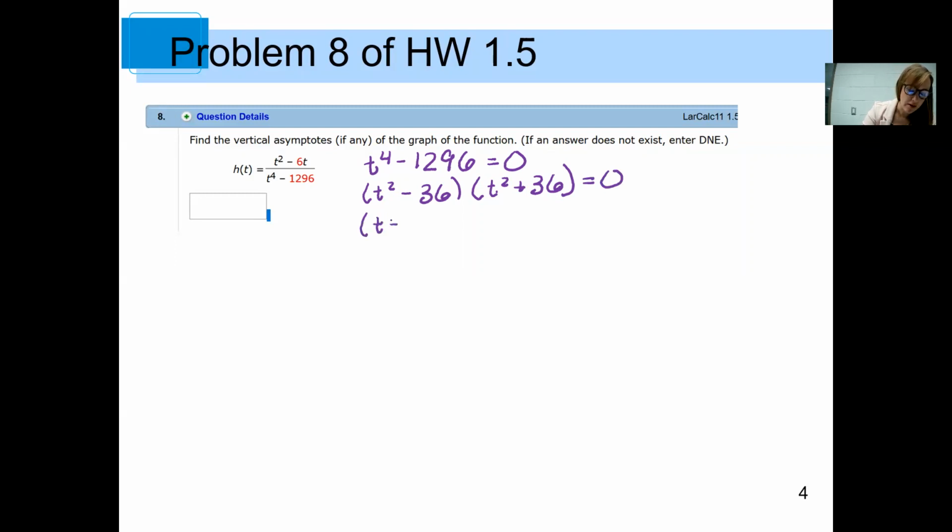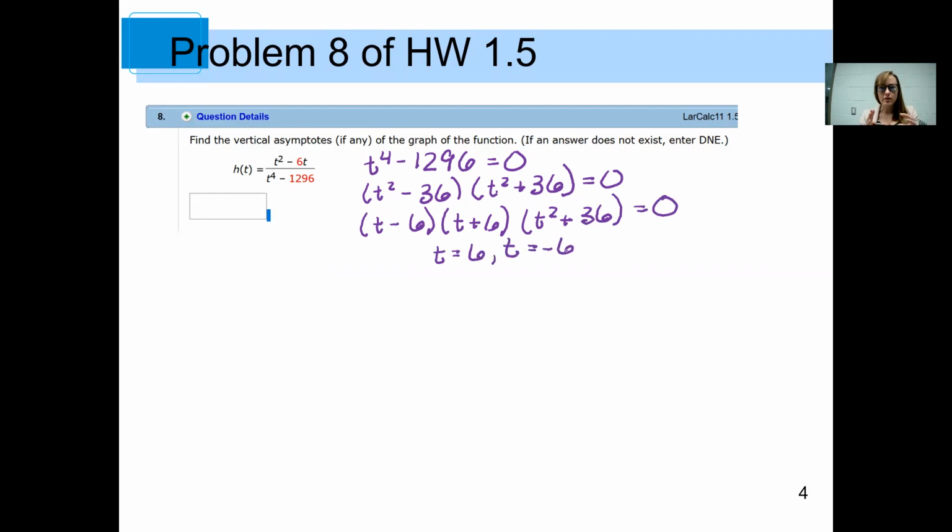This t squared minus 36 factors to be t plus 6 and t minus 6. And so that does have values for which it equals 0. We can see that's going to equal 0 when t equals 6 and t equals -6. So those are the two values that we want to consider for potential vertical asymptotes. And then we want to look at, is it a vertical asymptote or is it a hole?